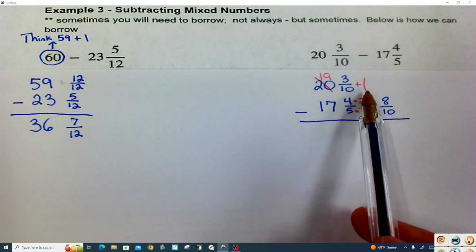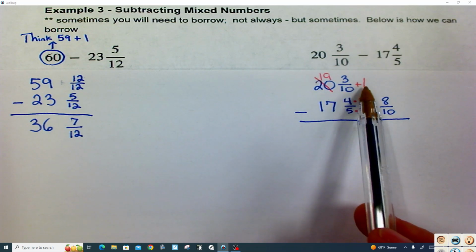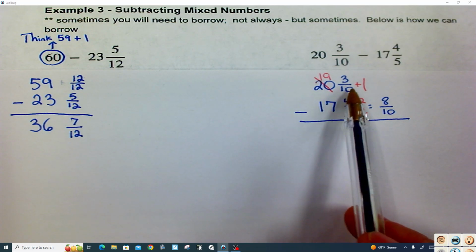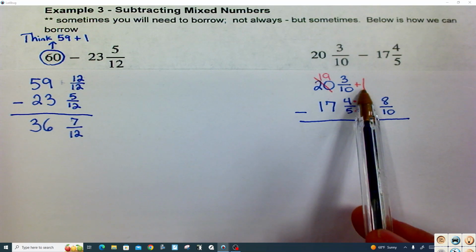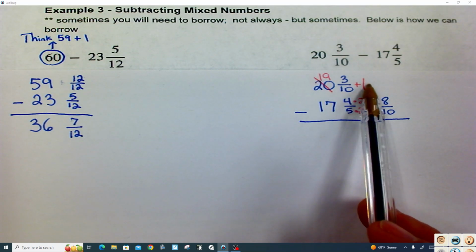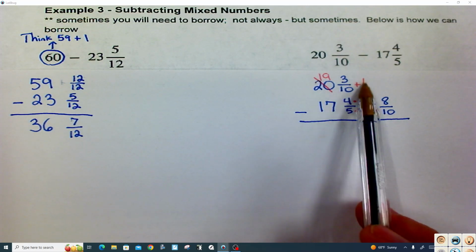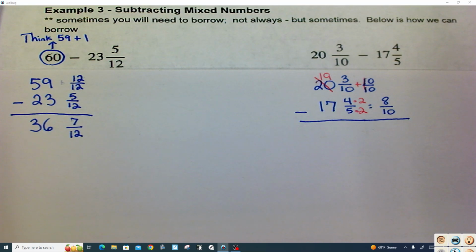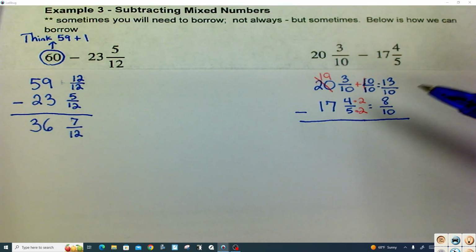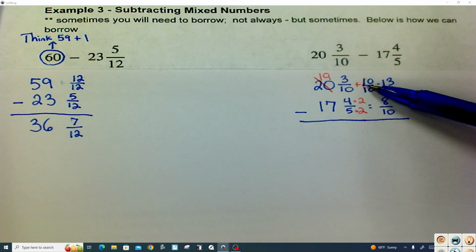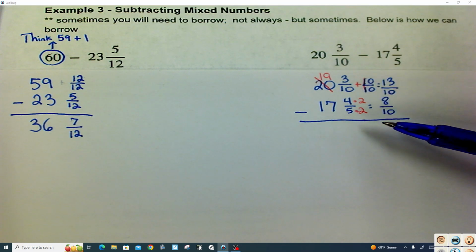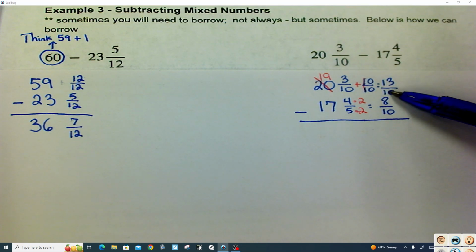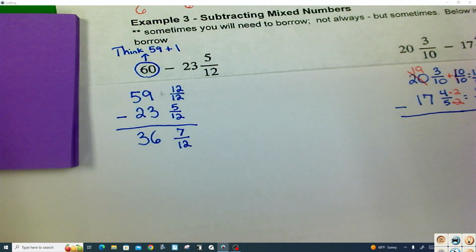Now, since we're borrowing a 1 from the whole number, we can make it into a fraction, but look what it needs to have. It needs to have a denominator of 10. So let's go ahead and make this 1 into a 10 over 10 situation, and then we can add that to the 3/10. That way we can have our new fraction. Now we can go ahead and subtract. We've taken that 1, made it into a fraction that works with 3/10. We made the 4/5 into a fraction that also works with 3/10, but now we've got 13/10 minus 8/10.